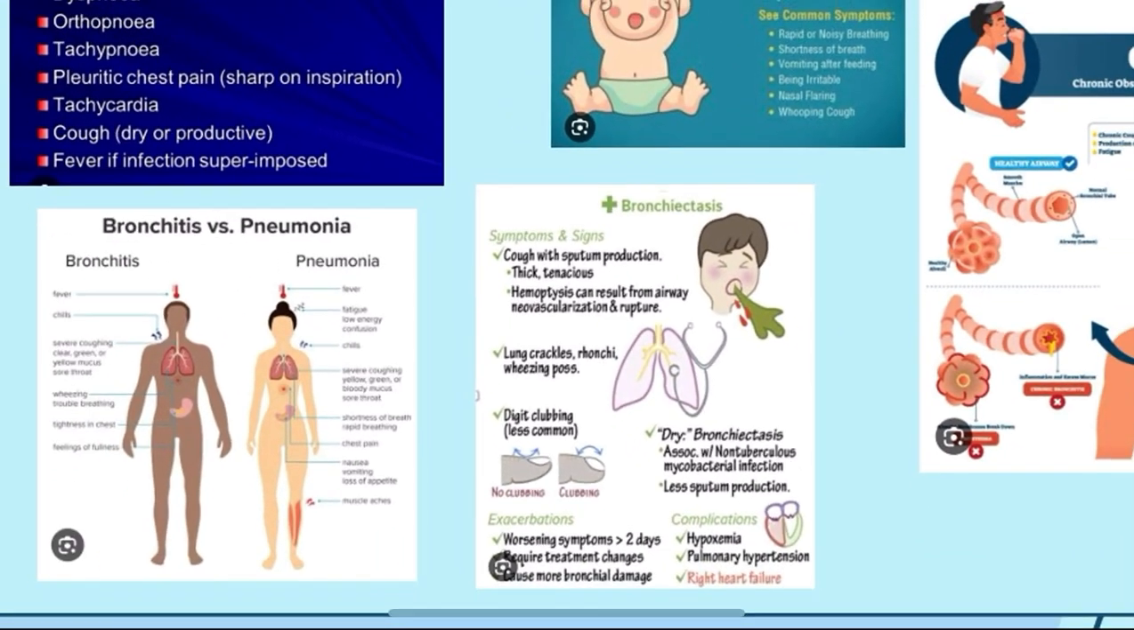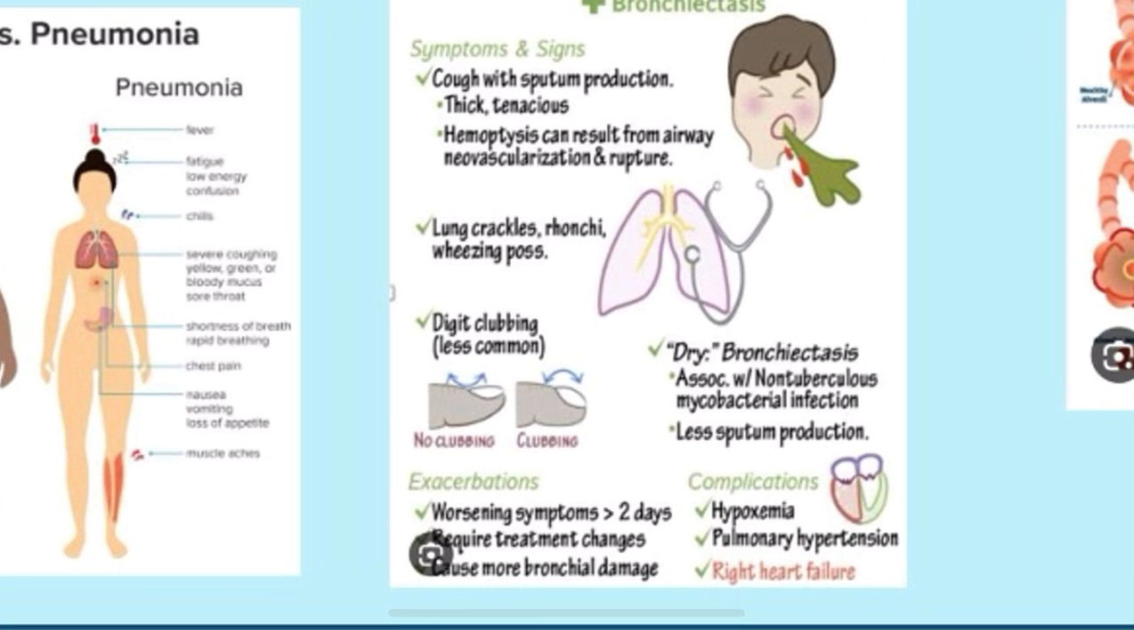Then comes bronchiectasis. In bronchiectasis, there is cough with sputum production. So the patient presents with cough and sputum production. The sputum is thick and tenacious. So we are discussing bronchiectasis. Cough will be with sputum production which is thick and tenacious.